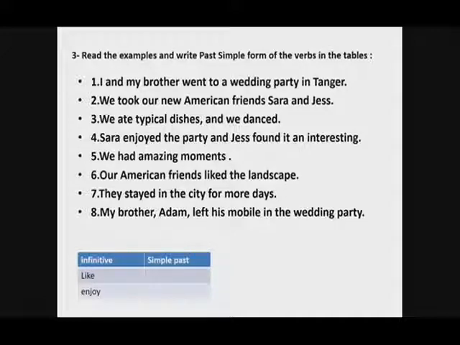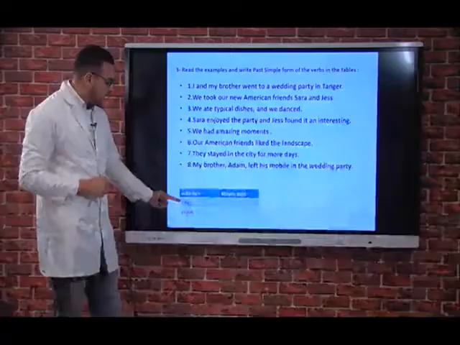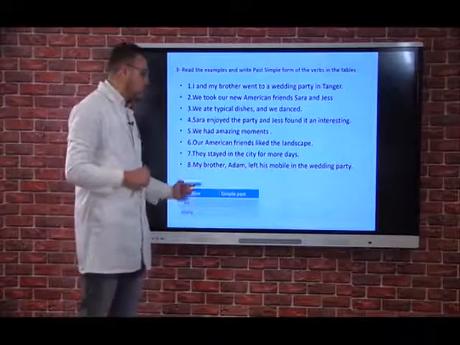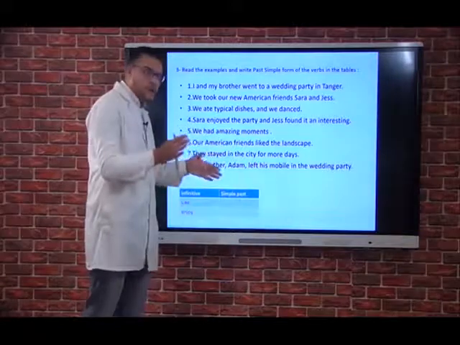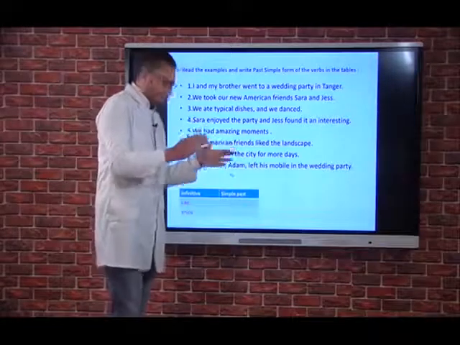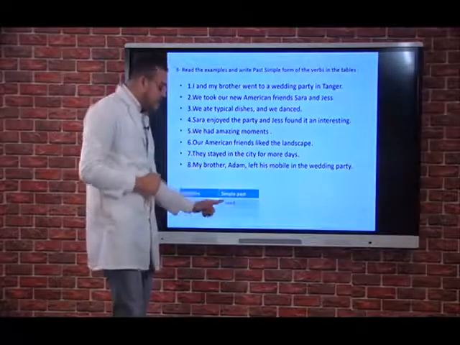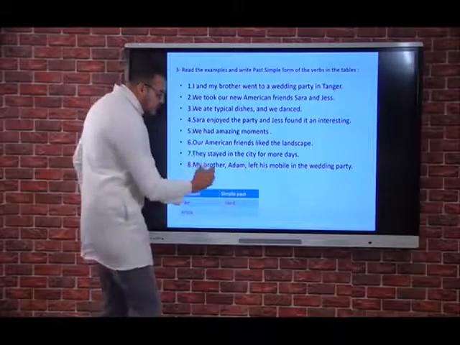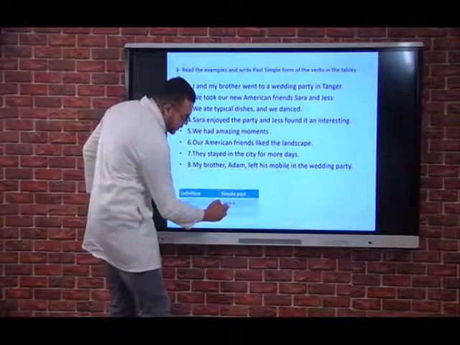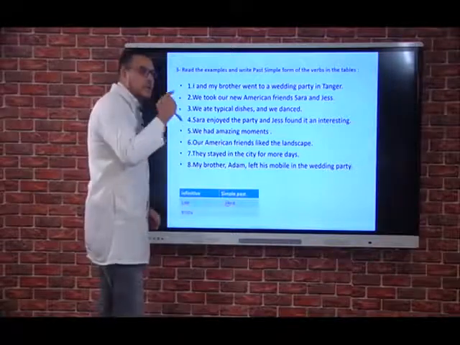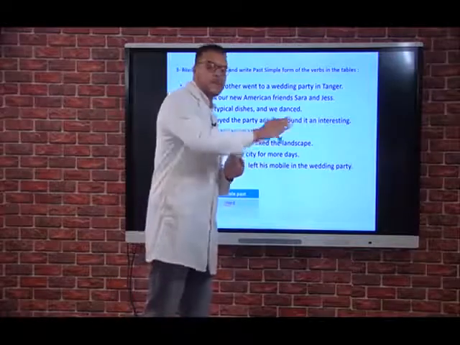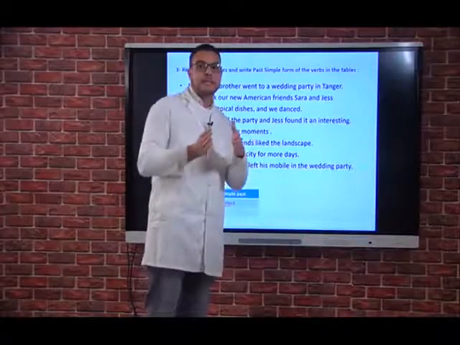So I have in here 2 verbs to start with. The first verb is like in the infinitive form. The second one is enjoy, also in the infinitive form. So what do we say in here? In order to make the simple past, the first one is liked. And as I said before, this verb is ending with the k sound, so we add ed to say liked, okay? Because it's ending with the t sound.